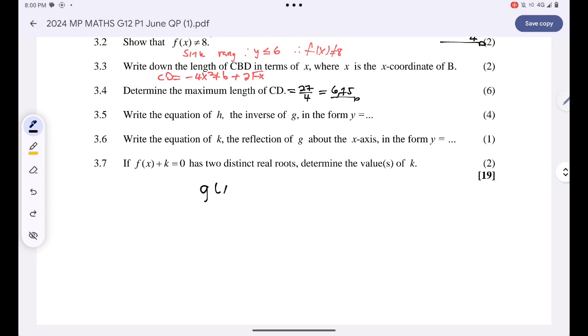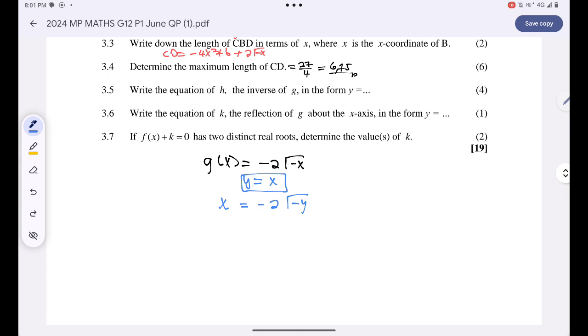Remember that, guys, g of x is given to us as -2 multiplied by the square root of -x. For me to find the inverse, I must always reflect the graph on the line y is equal to x. This basically means I must just interchange both x and y, and therefore make y the subject of the formula. So I'll have x over there, -2, I'll have y over there, and then all I can do is divide both sides by this -2.